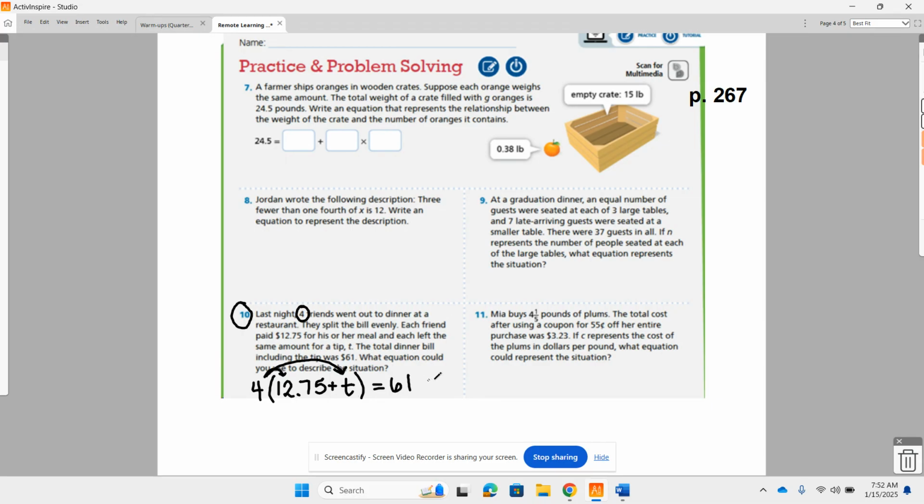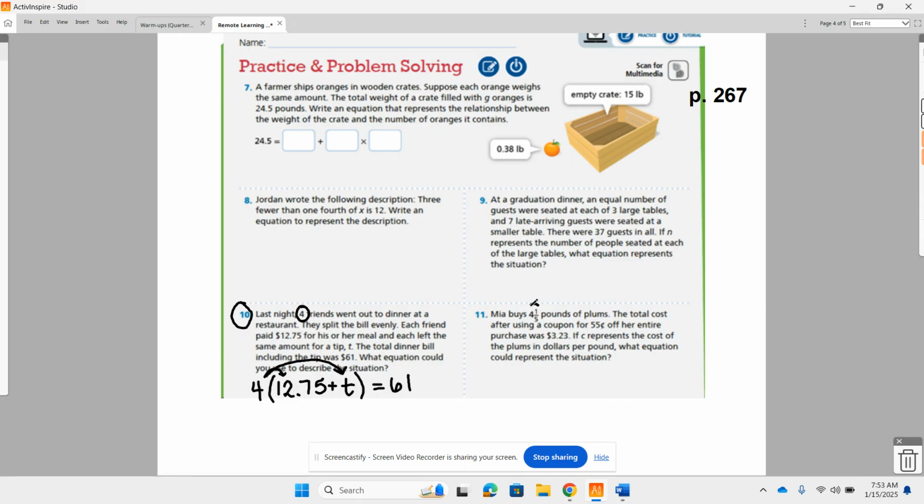Okay, one more to help you. Look at the one beside number 11. Mia buys 4 1/5 pounds of plums. The entire cost after using a coupon for 55 cents off her entire purchase was $3.23. If C represents the cost of the plums in dollars per pound, what equation could represent the situation?